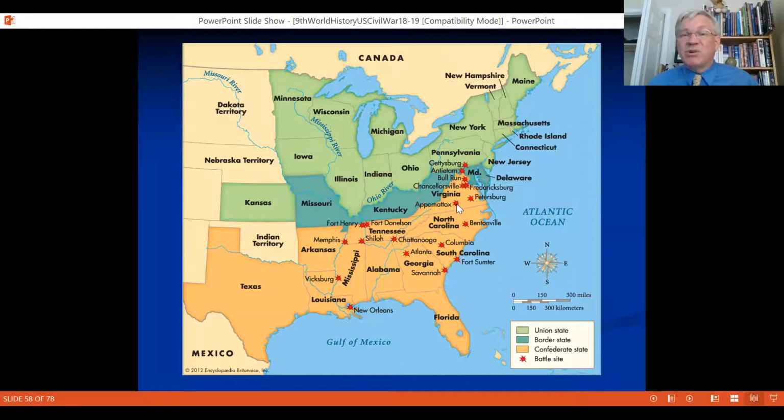Basically, the war is finished up here, Appomattox. That's where Lee surrenders. Who are we talking about? Richard Henry Lee. Remember the guy who proposed the Resolution for Independence, the movie 1776? A relative of his is going to be the top commander for the Southern troops, the Confederacy. Well, let's get to that. Let's get to the fighting aspects of it.